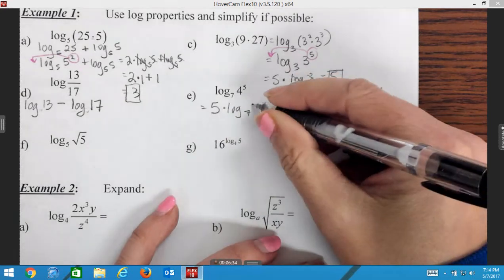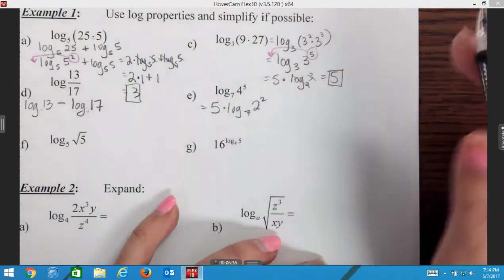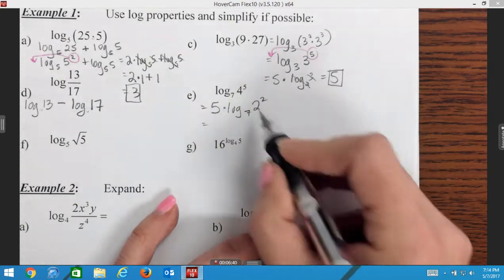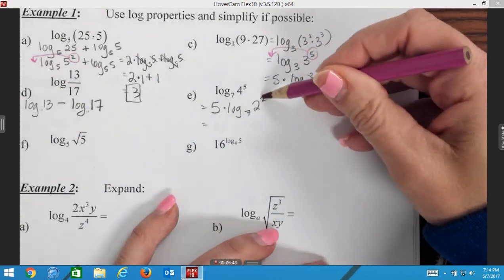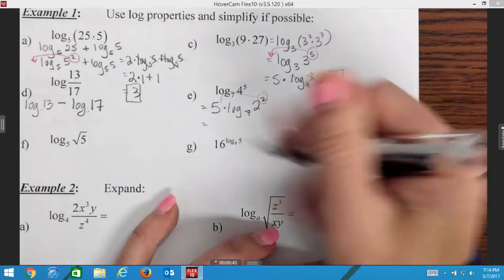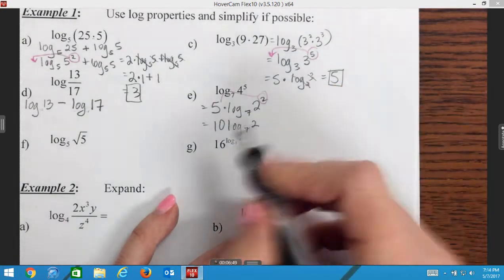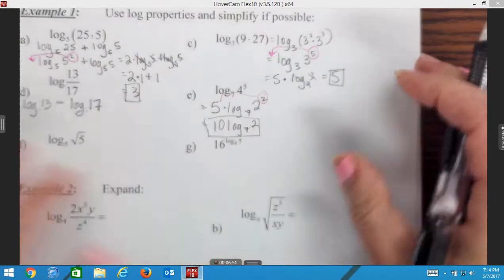I could rewrite 4 as 2 squared, but nothing's going to simplify with the 7. I could also move that 2 to the front with the 5. So I could have 10 log base 7 of 2, but nothing else really simplifies. That would be as simple as we could go on that one.